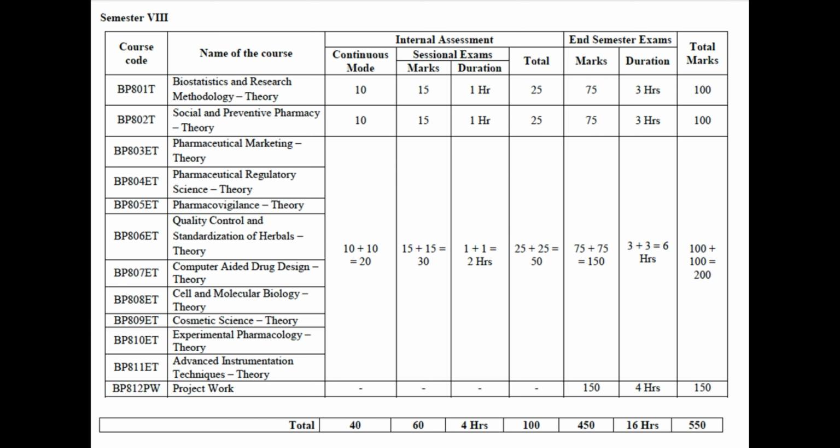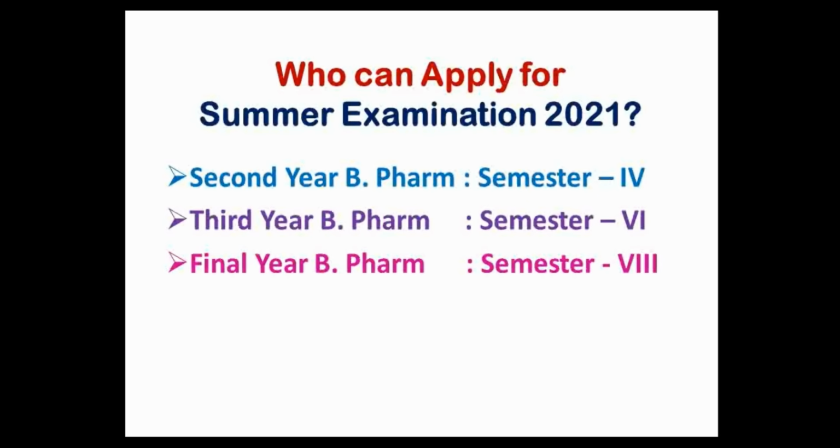In this way, all the students of the B Pharmacy course can do their exam form filling process for the summer examination 2021. The link for this login is already given in the description box. You can check it. For any query, you can ask me in the comment section. I hope I have cleared all the confusions now. But still, if you have any doubt, you can ask me in the comment section. Thank you so much.